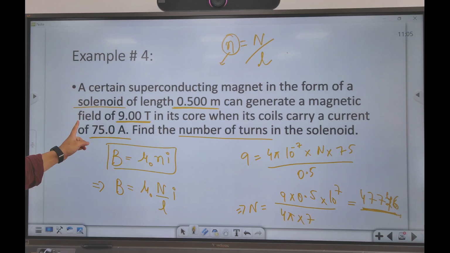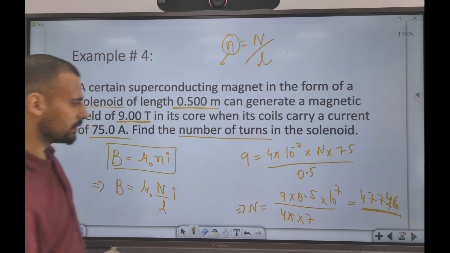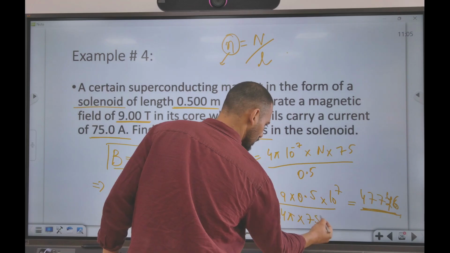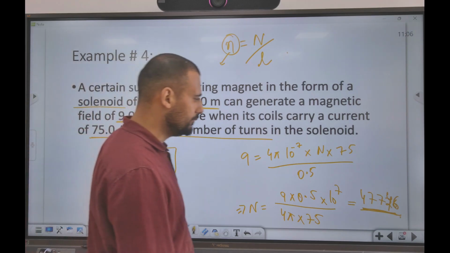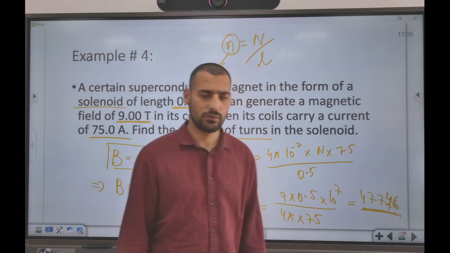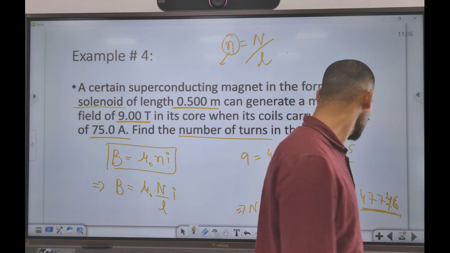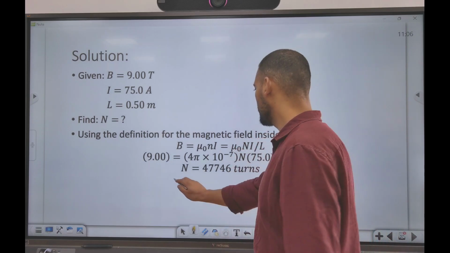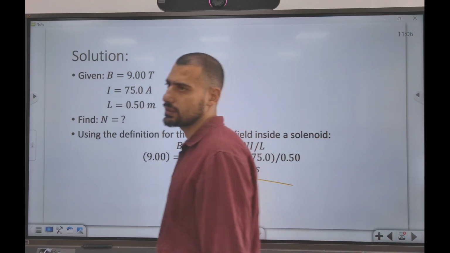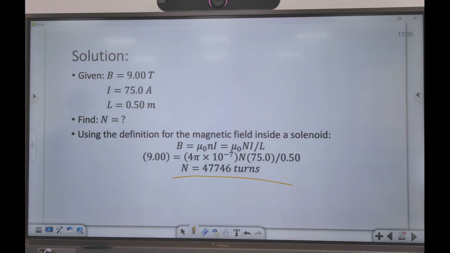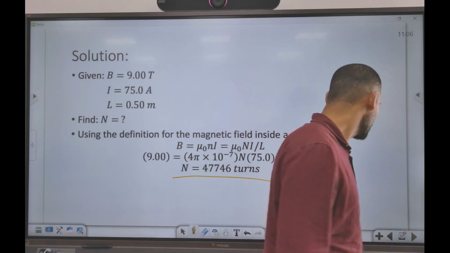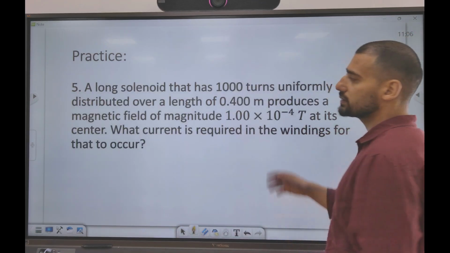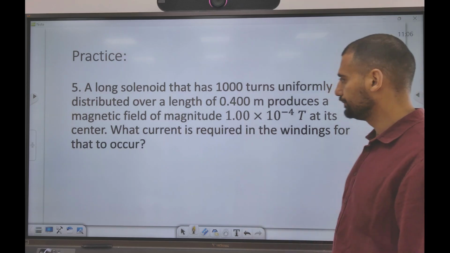It is 75 amperes, right? Anyone else who wants the same value? 47,746, right? Yes. 47,746 is the correct choice. Is that clear? So this is where I stop, and inshallah maybe tomorrow we will discuss. Take this question as homework.